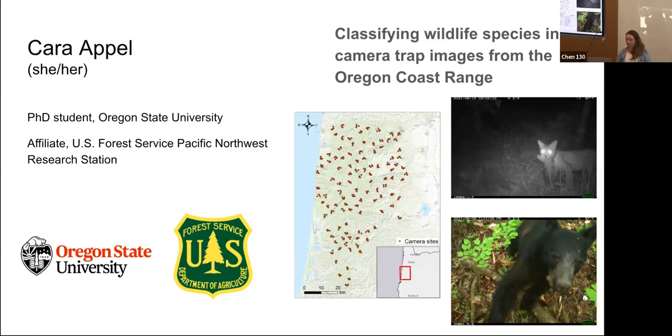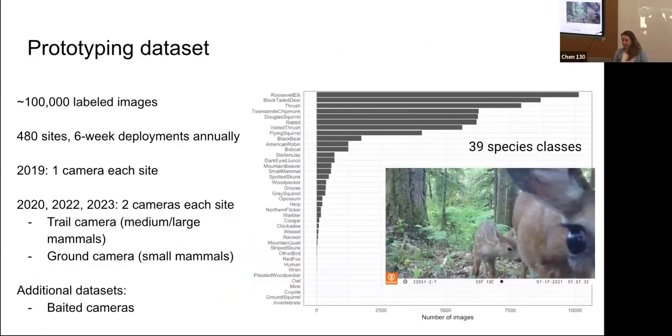In terms of research goals, it's broader forest wildlife community composition and associations with old growth and forest disturbance and that type of thing. We've been collecting data at 480 of these sites for 4 years. Starting in 2019, we placed one camera at each of these sites in Western Oregon. When the crews would go out and put up the acoustic recorders, we also had them put up a trail camera. And then in 2020, we had them put up two cameras.